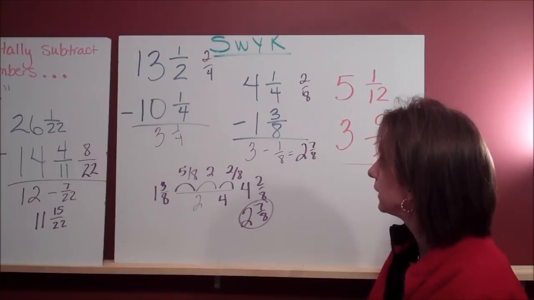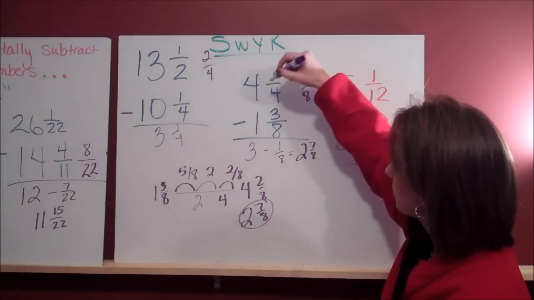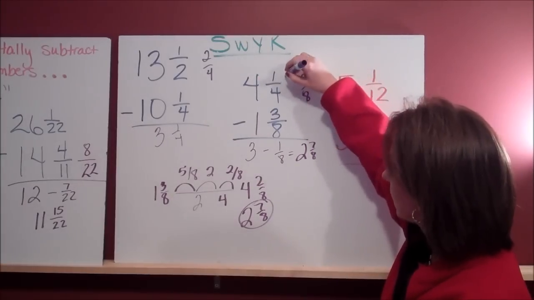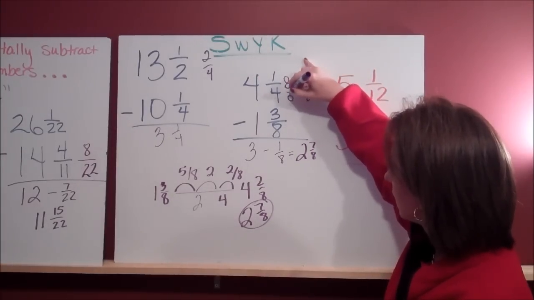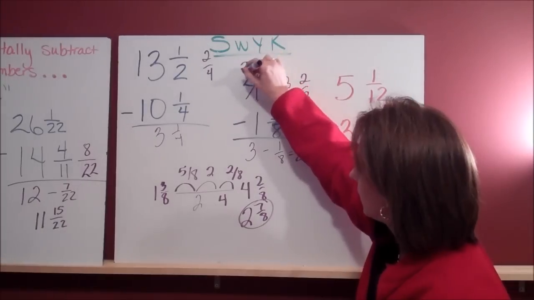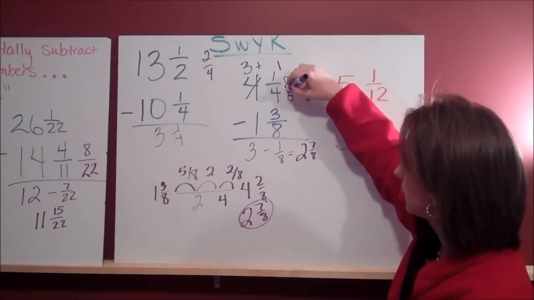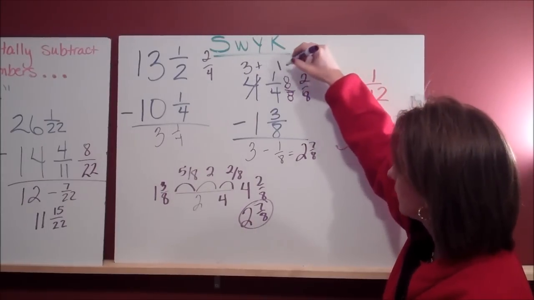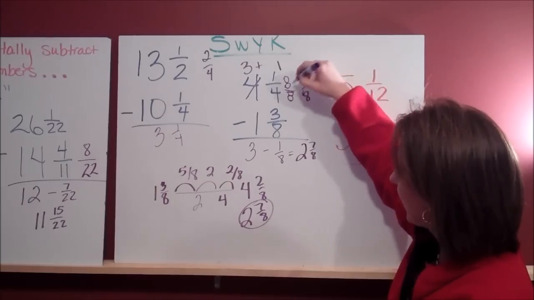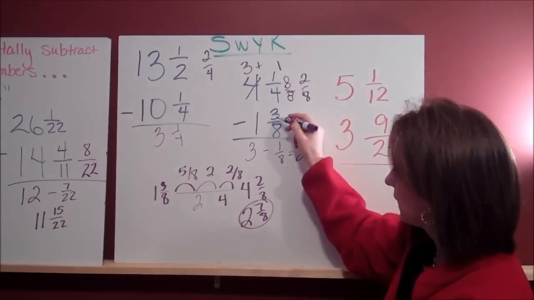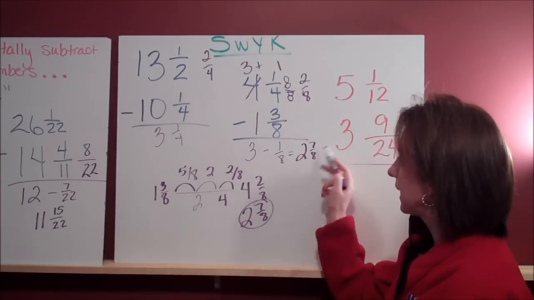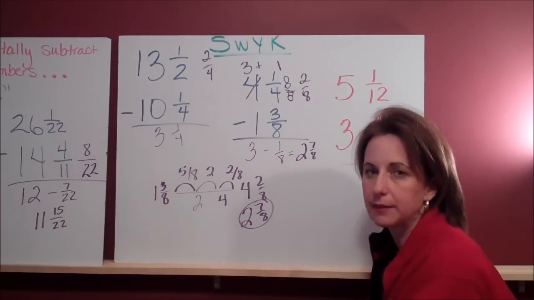Finally, if you chose the rename, then this would be 4 plus 8/8. So this would have been 3 plus this 1 plus this 2/8. And now I would have combined this to make 3 and 10/8. 3 and 10/8 minus 1 and 3/8 is 2 and 7/8.